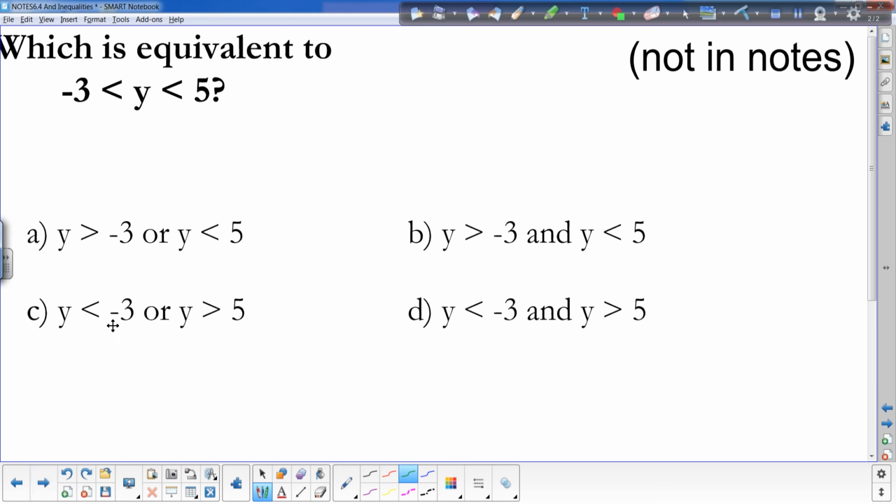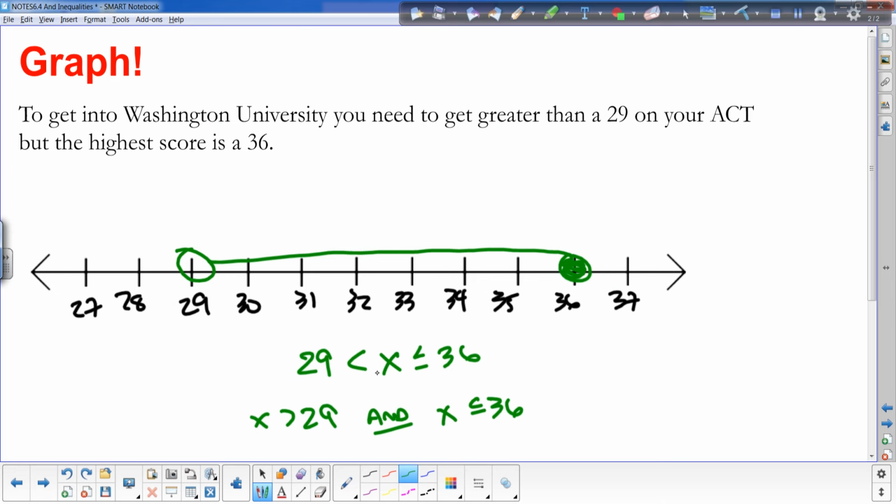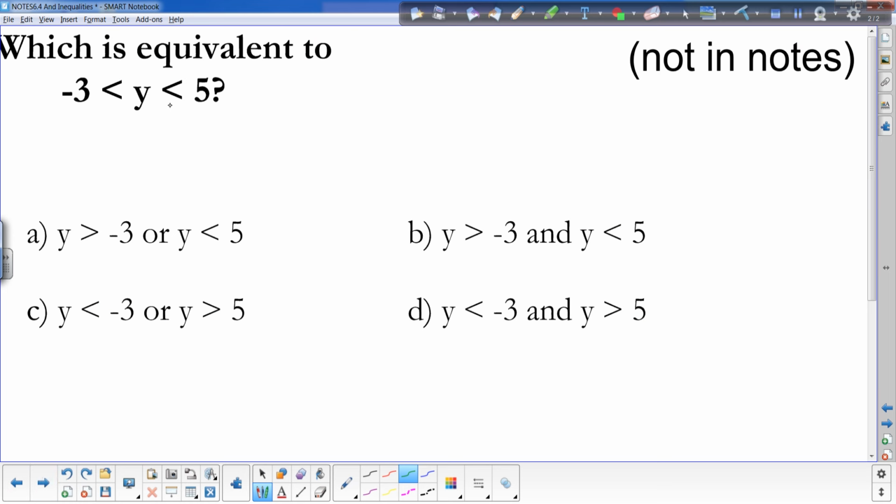These are not in your notes, but these are just some examples for us to practice. So I want you to follow along. I've got a sentence like this, and I've got choices to see which one means the same thing. Well, if we go back and look, this is a compound inequality. It's all joined together, one big thing. If I go back and look at some of our examples, like this guy, that was an and. Here's 2 inequalities in 1. That was an and. Whenever you see an inequality written like this, that means and.